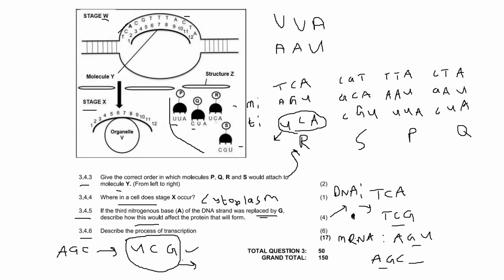bind to that strand. When they bind to that strand, they will form a new mRNA. So if the DNA strand that we're using as a template was TCA, the mRNA that will be formed there will be AGU, and that's how the transcription will occur. So that will be worth 6 points for 6 marks.